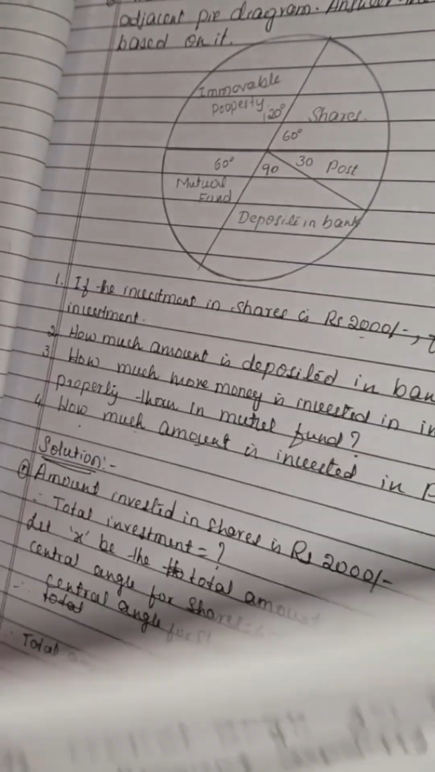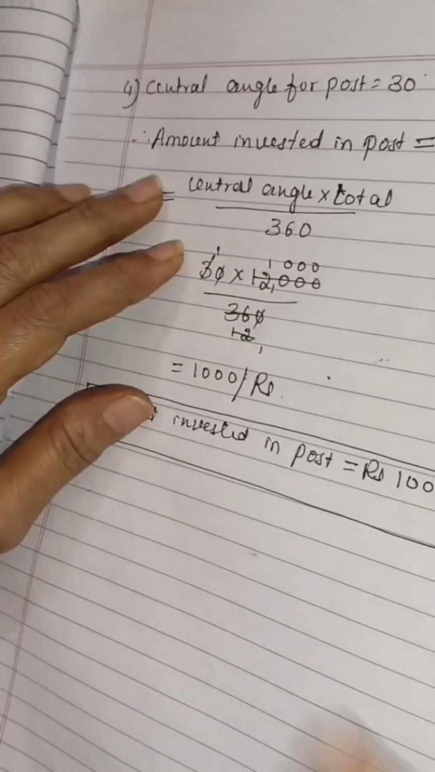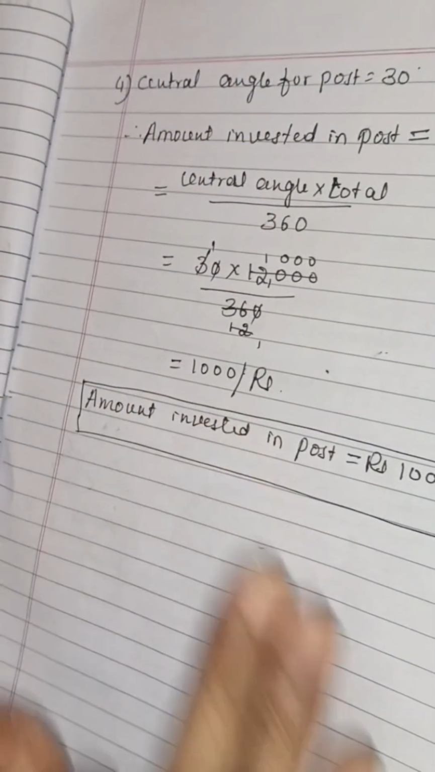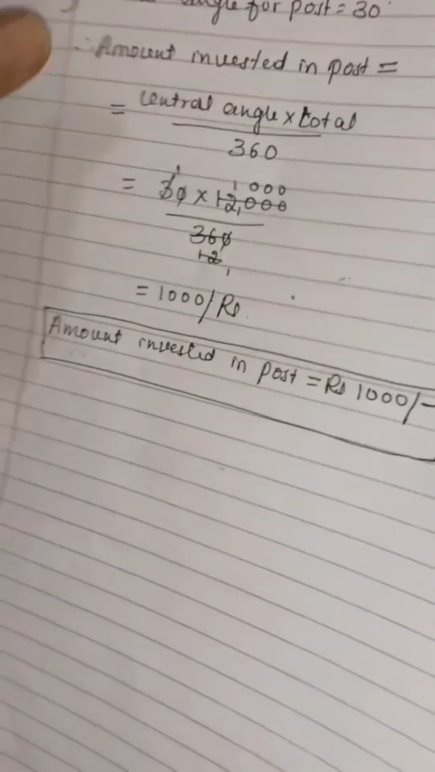See, this is the first sub question, this is second, this is third, then this is fourth. But very easy. So how did you find this explanation? Do let me know in the comment section.